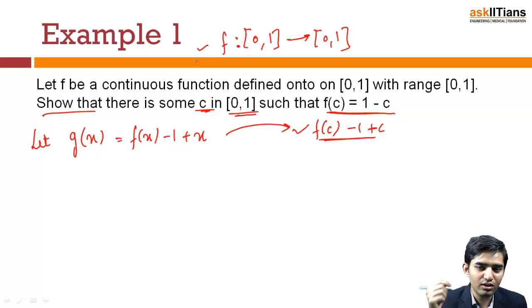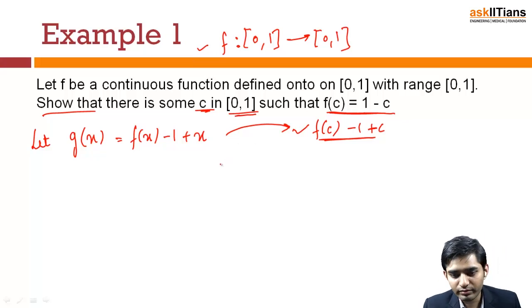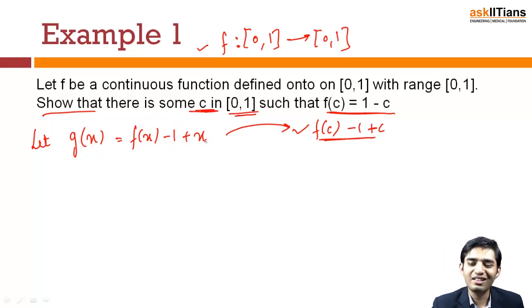So range is also 0 to 1, domain is also 0 to 1. Now we have to prove that there is some c in 0 to 1, right? So there will exist some c in 0 to 1. That means this g(x) will definitely have one root in between 0 to 1, where g(c) will become 0.